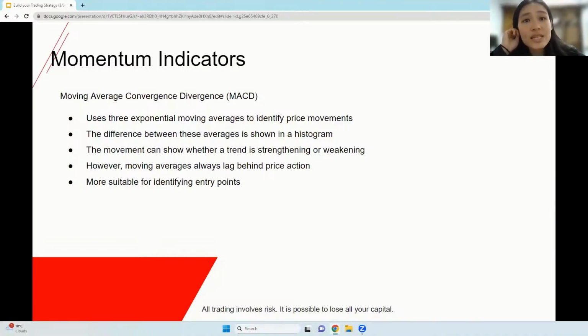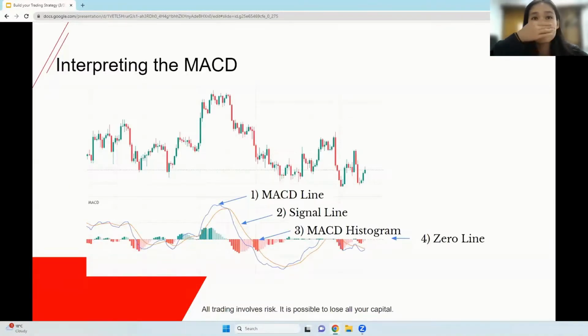However, moving averages always lag behind price action and are more suitable for identifying entry points. The MACD triggers technical signals when the MACD line crosses above the signal line to buy, or falls below, which is a signal to sell. So here is an example of it, just so that you get an idea of what I'm talking about. The MACD line is the blue line, the signal line is the orange line. The histogram that I mentioned earlier is just your bar graphs over here. And your zero line is, of course, just the dotted line there.